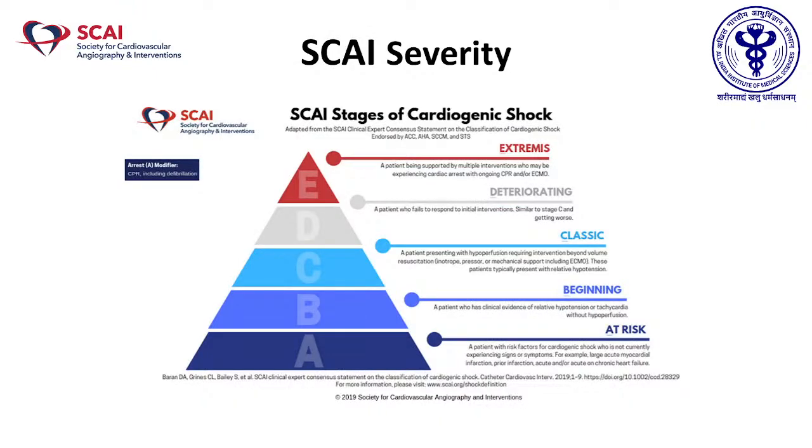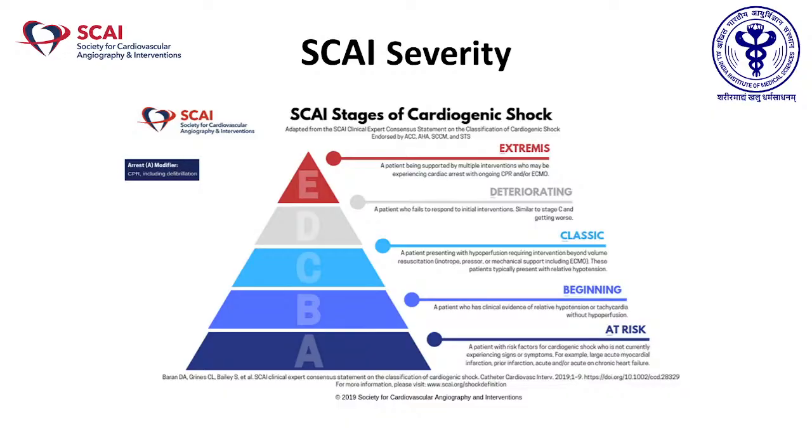So this is the severity classification that we use. It is given by the Society for Cardiovascular Angiography and Interventions. This was published in 2019, and it divides it as A, B, C, D, E, where A is having the lowest mortality and E having the highest mortality.